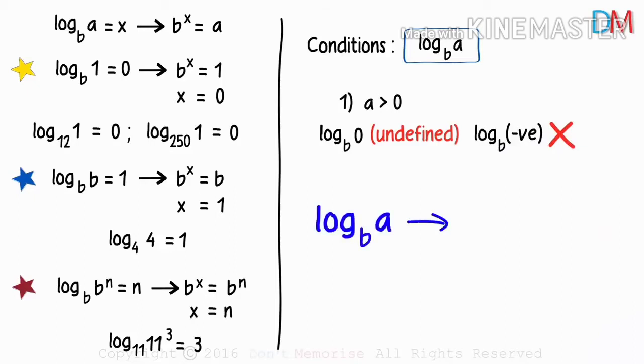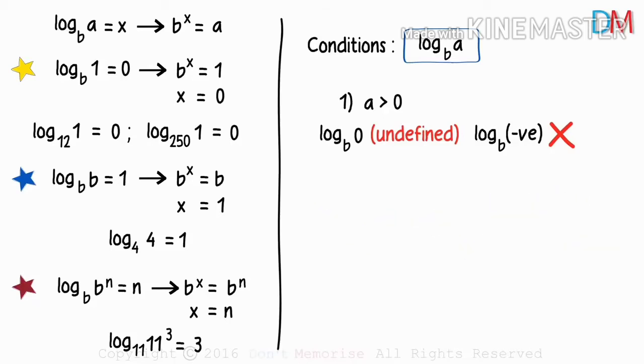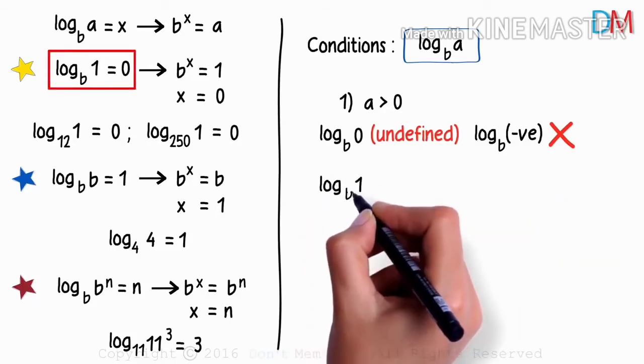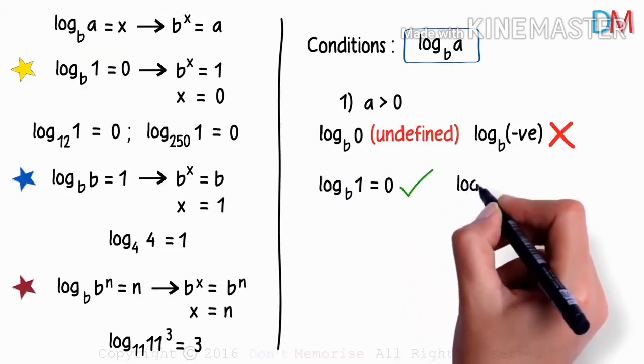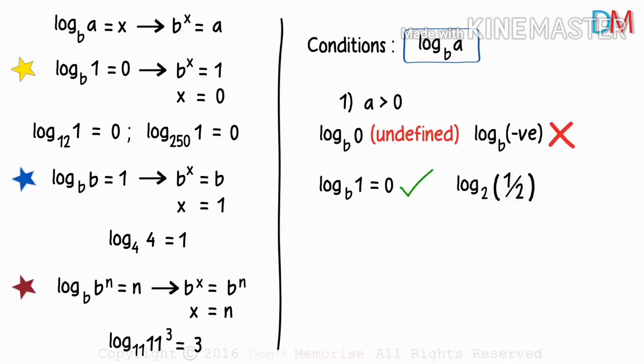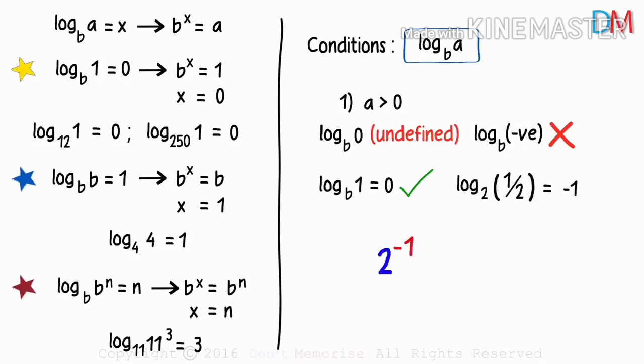But don't get confused here. The answer of the log can be 0 or negative. For example, as we saw here, the log of 1 to the base b will be 0. This is correct. And what will be log of 1/2 to the base 2? It will equal negative 1 as 2 raised to negative 1 is equal to 1 over 2 or 0.5. This is also correct. The answer can be 0 or negative, but the argument has to be greater than 0.